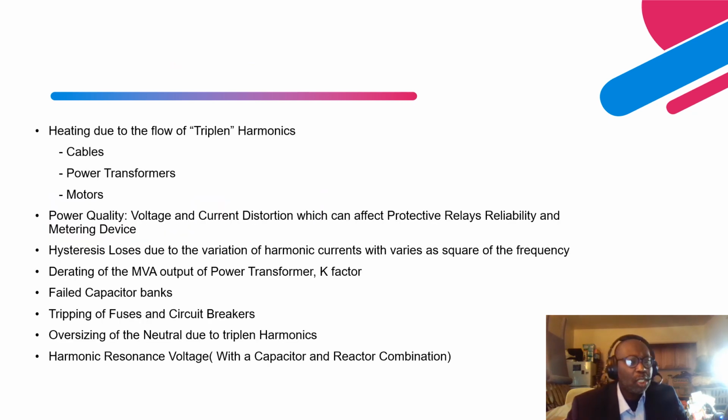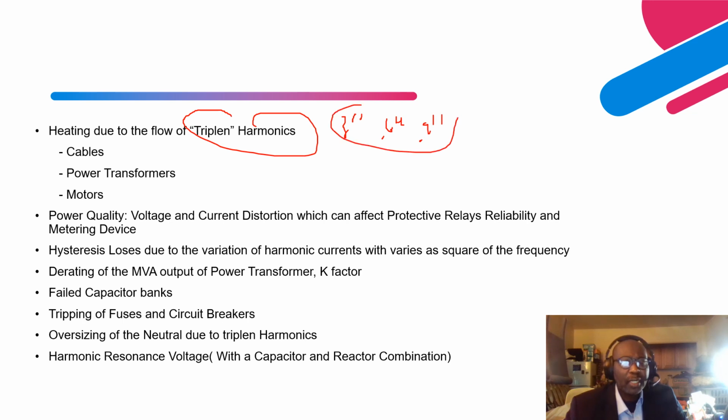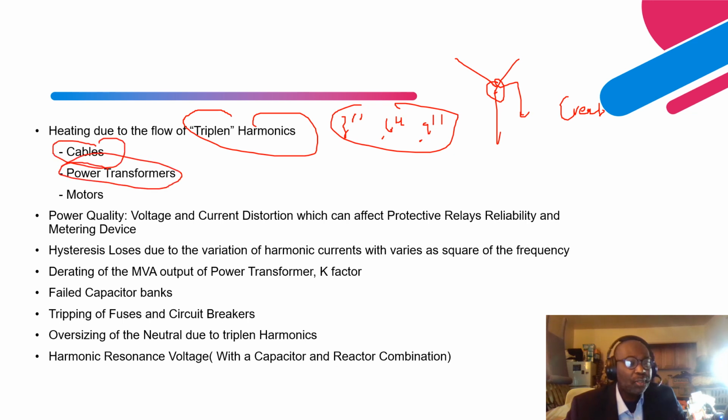You have the flow of triplen harmonics: third, 6th, and 9th. We call them triplen harmonics. These triplen harmonics collect at the neutral of any equipment that is wound in a Y configuration. These create a flow and create heat in cables, power transformers, and motors.